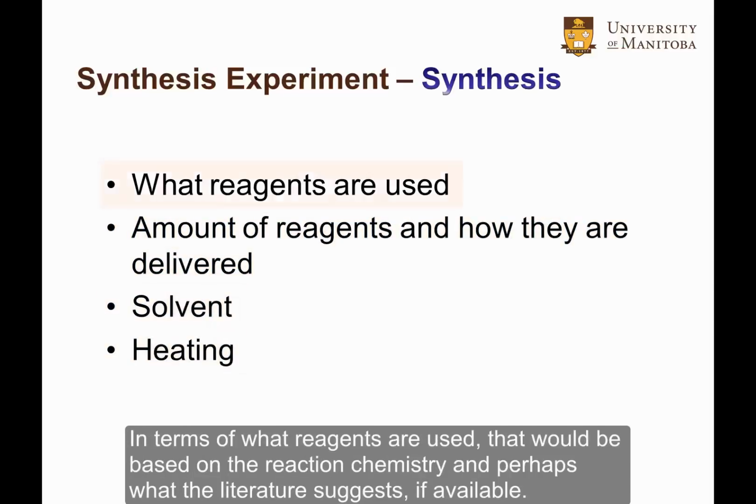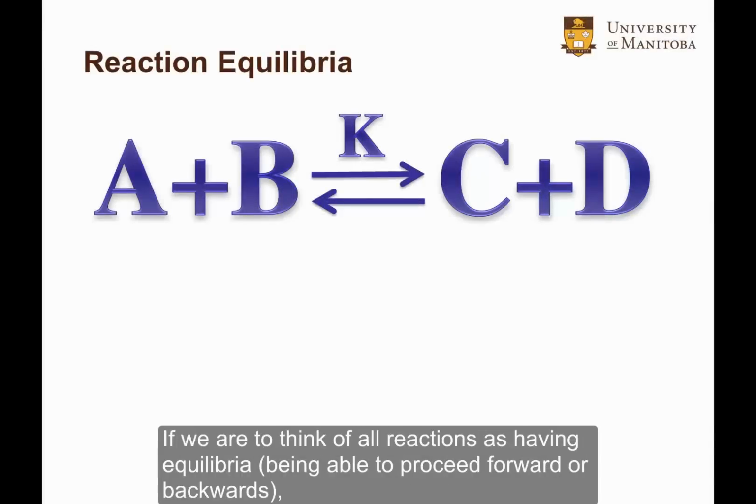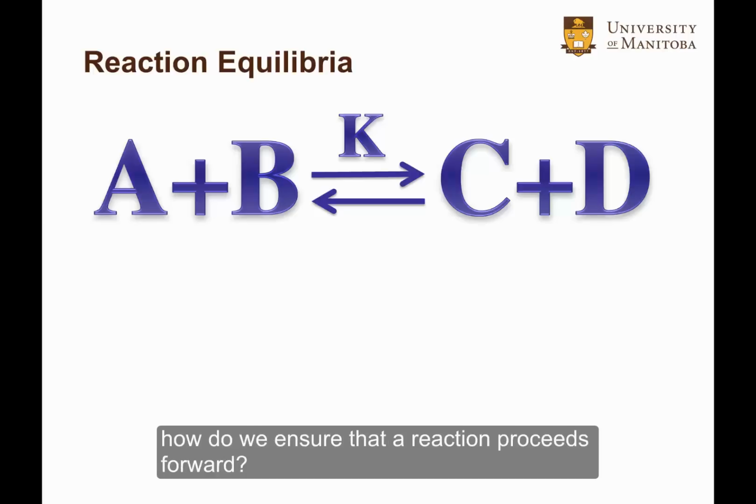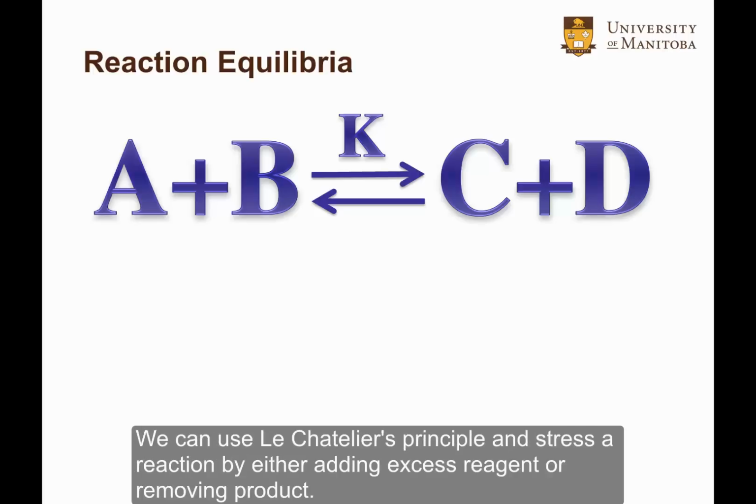In terms of what reagents are used, that would be based on the reaction chemistry and perhaps what the literature suggests, if available. If we are to think of all reactions as having equilibria, being able to proceed forward or backwards, how do we ensure that a reaction proceeds forward? We can use Le Chatelier's principle and stress a reaction by either adding excess reagent or removing product.